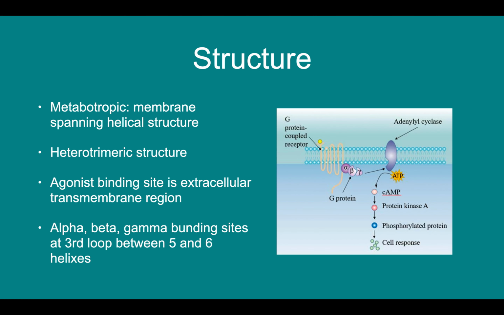So the metabotropic G proteins is going to be like this squiggly line, or a 7 membrane spanning helical structure. It's heterotrimeric, and the agonist binding site is extracellular on the outside, and the alpha beta gamma binding site is going to be on the third loop between the 5th and the 6th helixes. And then the G protein will bind to that site and then activate, and adenyl cyclase will use the ATP to produce the cAMP, and then protein kinase A, and then phosphorylate the protein, and then the cellular response.